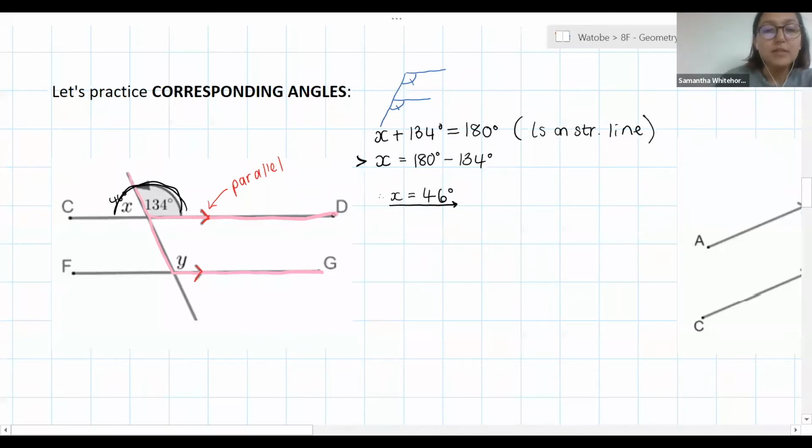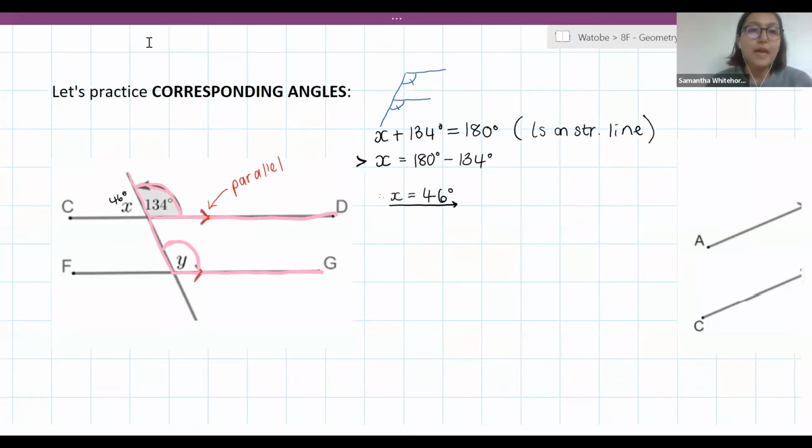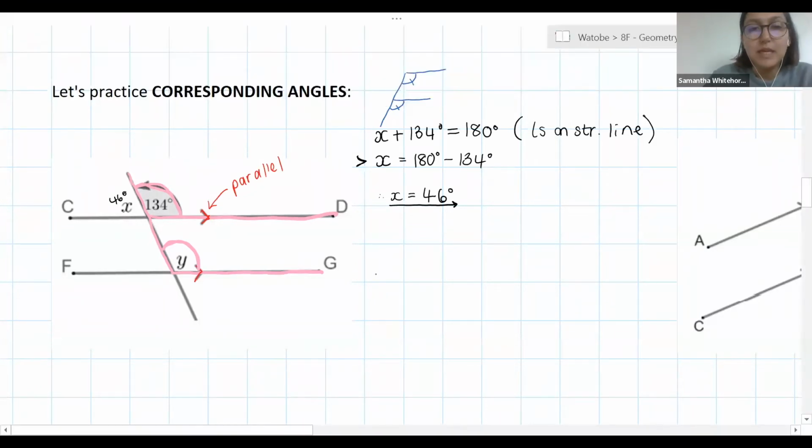And what that tells me is that the angles in the corners of the F, so y and 134, are equal to each other. So that then means that angle y is equal to 134 degrees. And there's no working out here because you've just read that from your diagram. And we have to give a reason. And because this is that F shape, we use corresponding angles, which we can abbreviate.